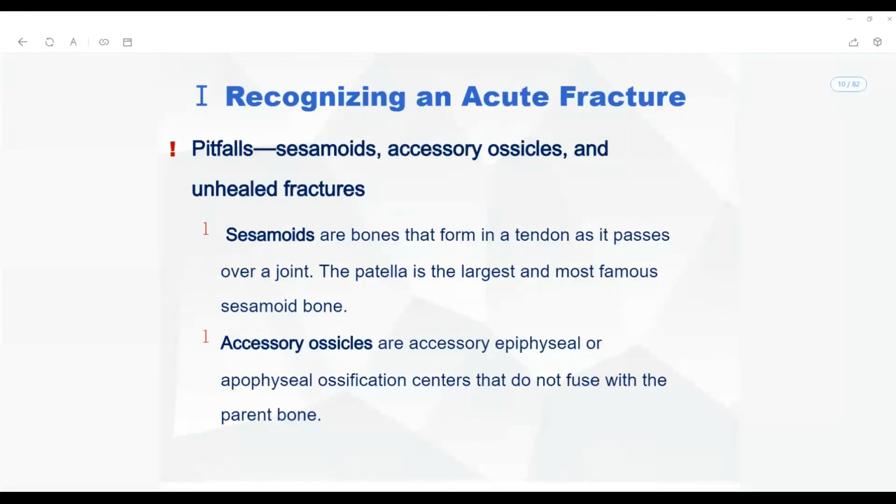Then accessory ossicles. Accessory ossicles are the centers where the ossification of the apophysis did not happen. The best accessory ossicle that you will know is about the fifth metatarsal of the foot. The fifth metatarsal apophysis is a very, very common area that you take as an example, because that apophysis fuses only after 40 years.